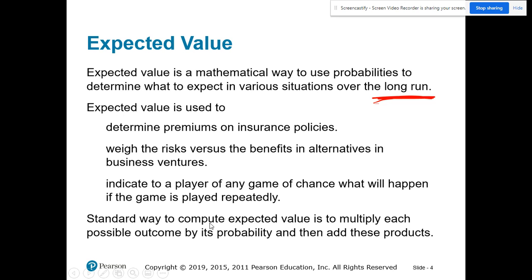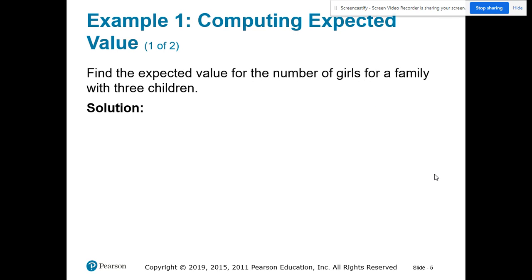Anyway, the way to compute expected value, you multiply each possible outcome by its probability and then you add them up. All right, so find the expected value for the number of girls for a family with three children. So we first have to figure out what's the possibility for three children.